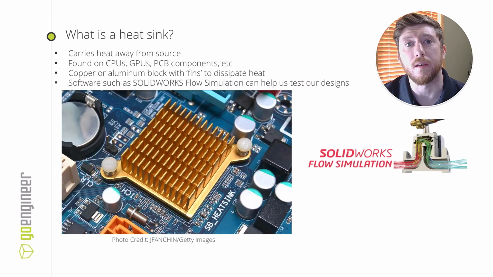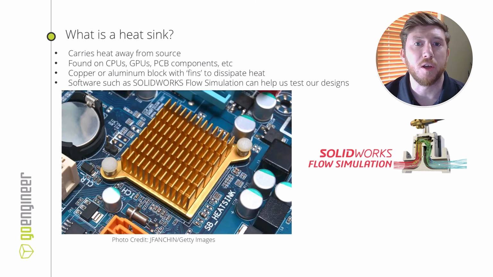What is a heatsink? In simple terms, a heatsink increases the effective surface area of an energy source such as a CPU, GPU, or PCB component. With an increase in surface area, we have more material that's exposed to the fluid flow. This fluid flow is what carries energy away from the heatsink, thus reducing the temperature of the source.